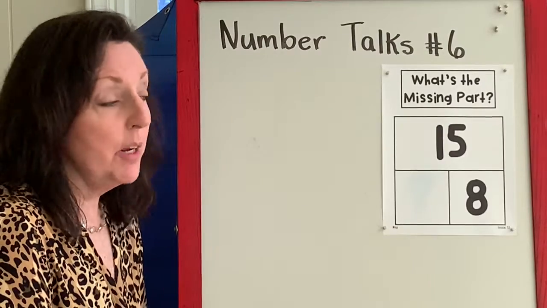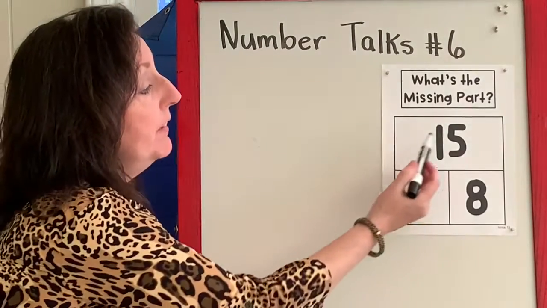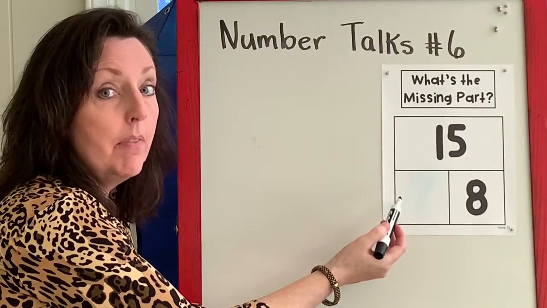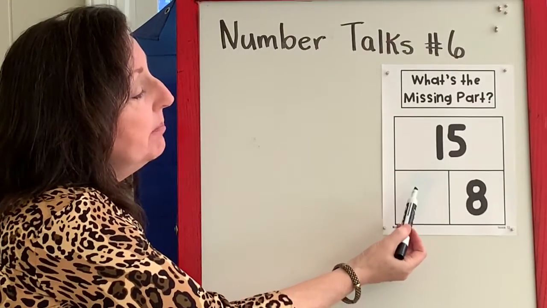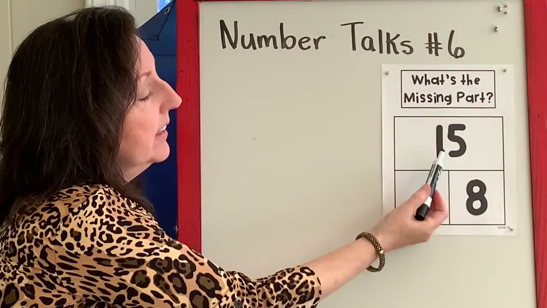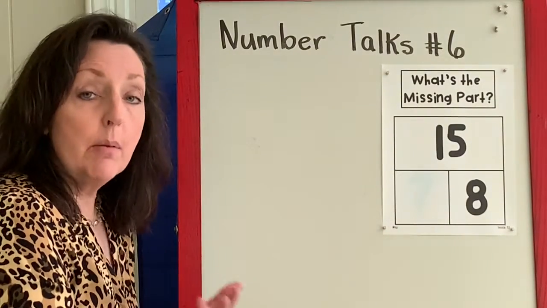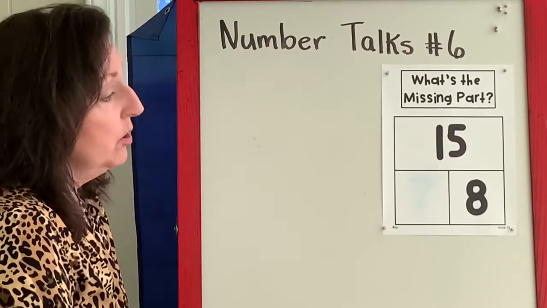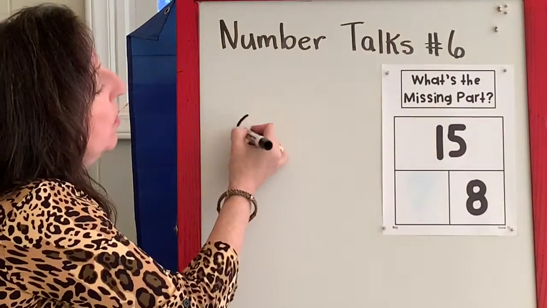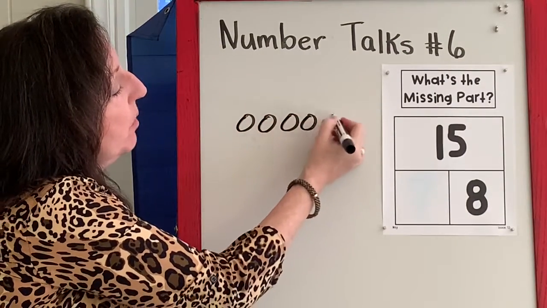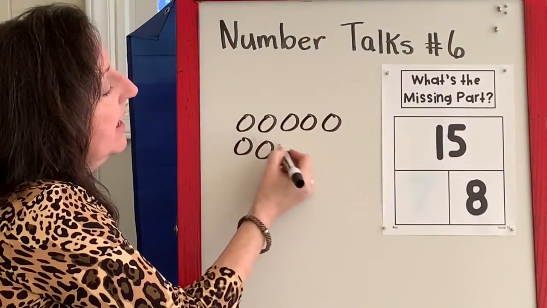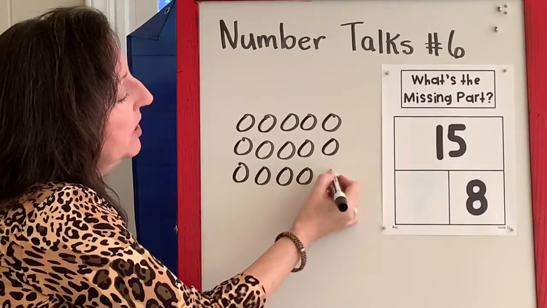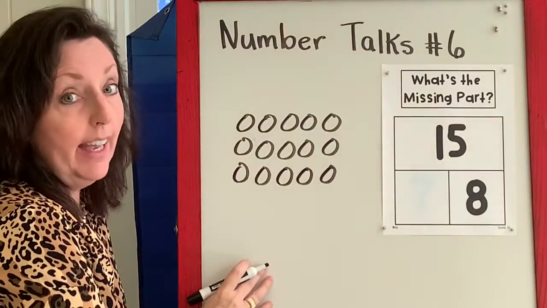Here's another one for our number talks, number 6. If I have 15 in all, I want to know what 2 numbers I can add up that make 15. Here I have blank plus 8 is 15. Now, I know some of you aren't comfortable with counting forward as well. You could always draw circles. You could draw 15 circles. 1, 2, 3, 4, 5, 6, 7, 8, 9, 10, 11, 12, 13, 14, 15. And you could mark out 8.